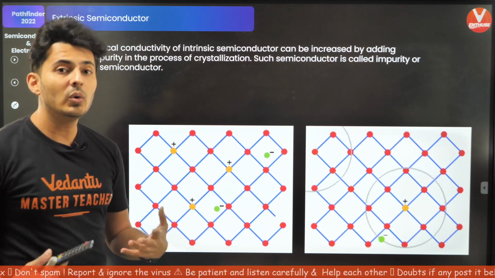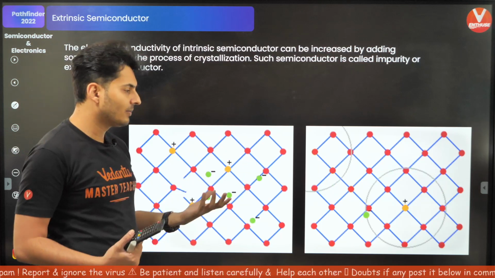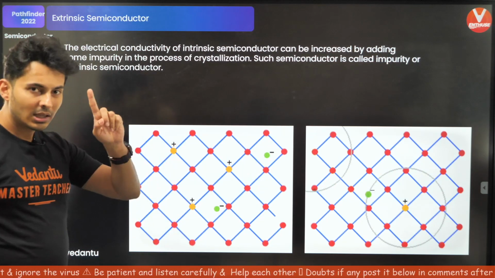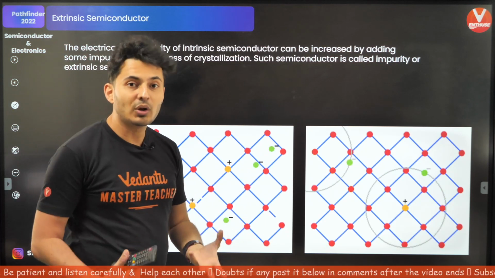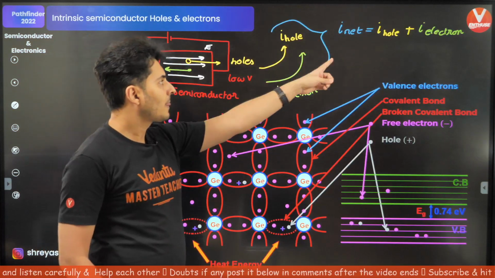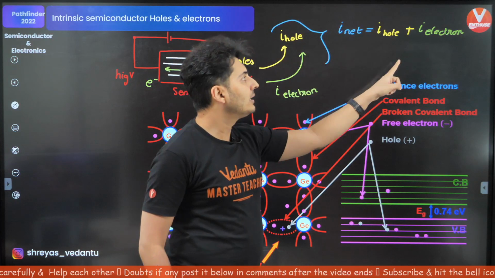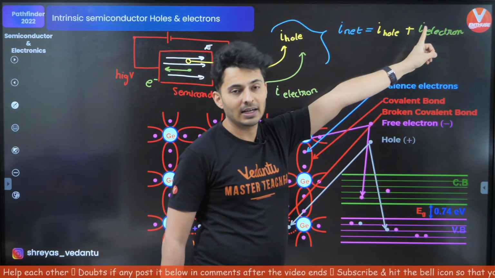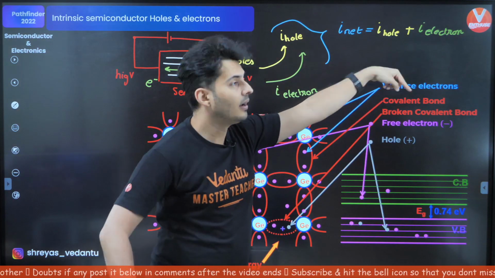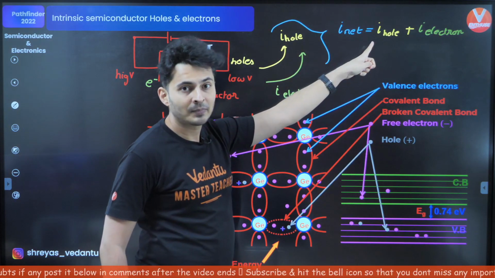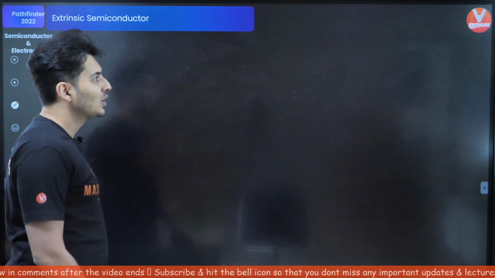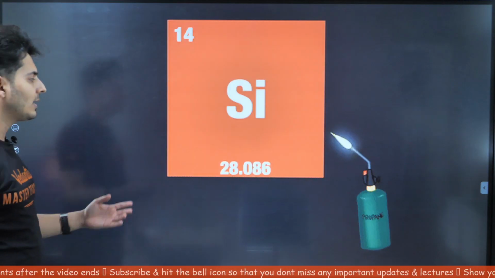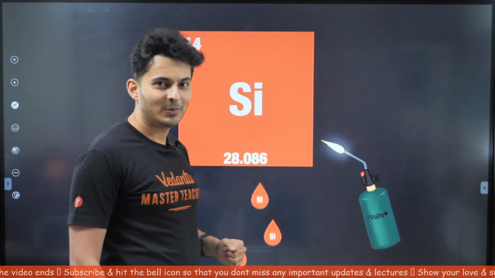Now, how do you make it more conductive? There are two options. Number one, you add more electrons, which will contribute to the current. So how do you increase the conduction? Either you add more electrons and increase the current due to the electrons, or you add more holes and increase the current of the holes. That's another way. So that's why you have P and N type of semiconductors.